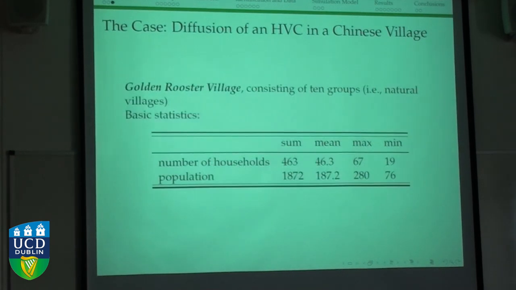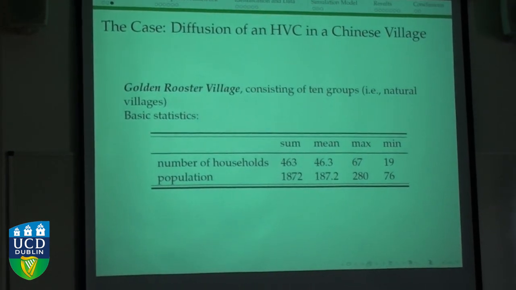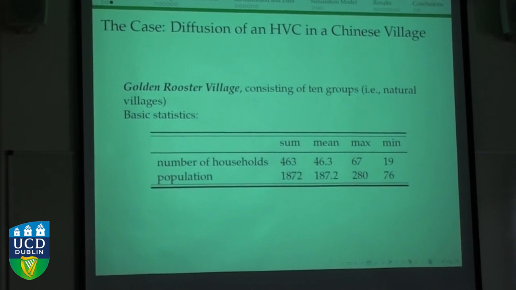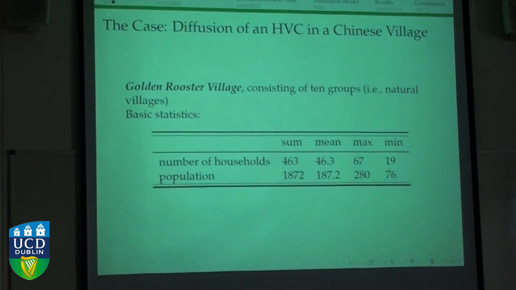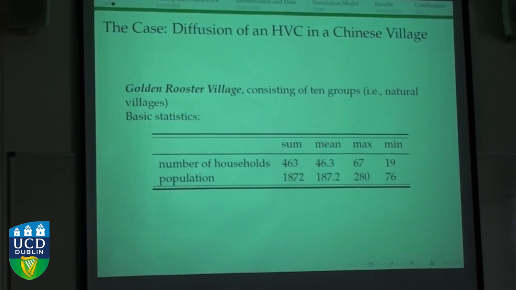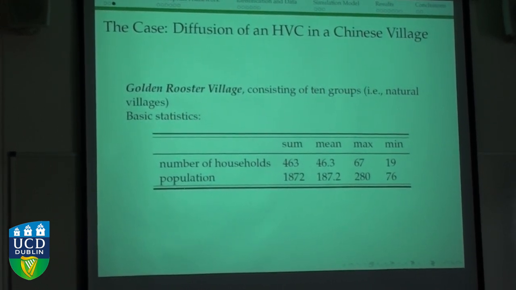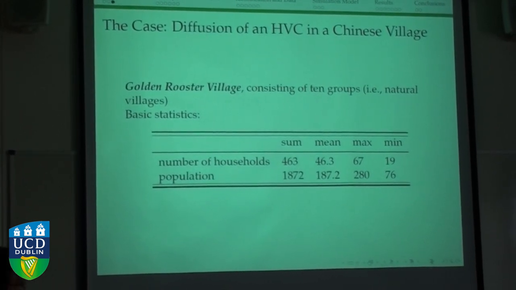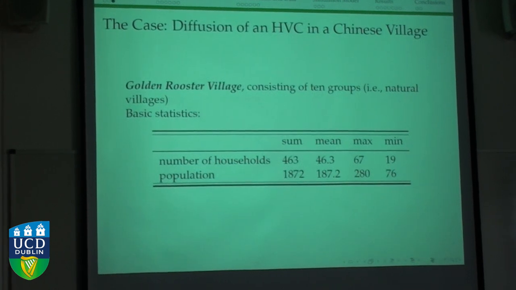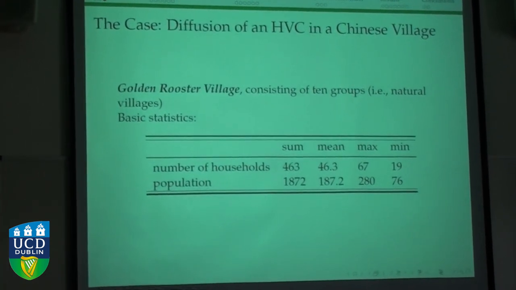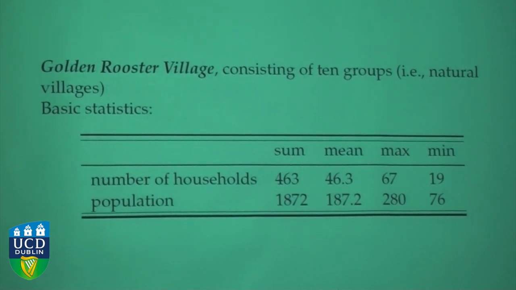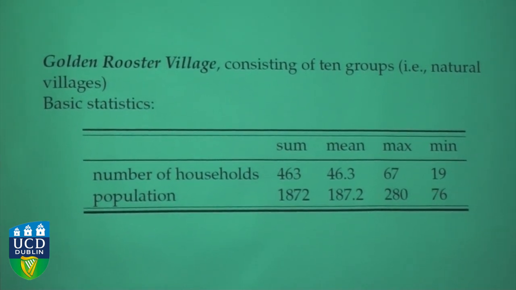So that is some basic information about the innovation. And this is the village we looked at. It's called Golden Root Village, in central China, and it consists of 10 groups. The 10 groups are natural villages, and Golden Root Village is an administrative village. These are some basic statistics of this village. It contains 463 households. The largest group consists of 67 households, and the smallest consists of 9 households.